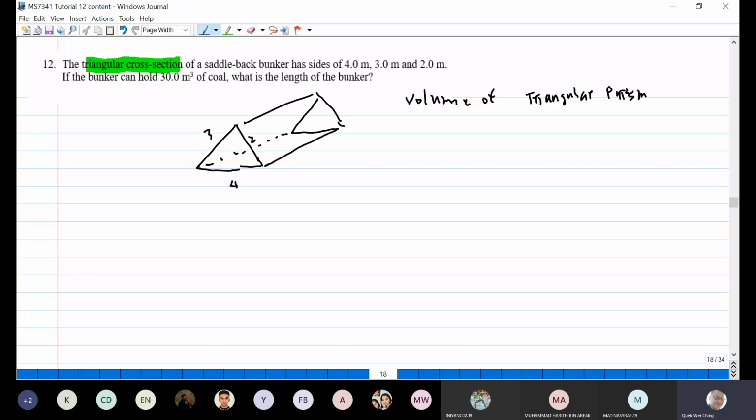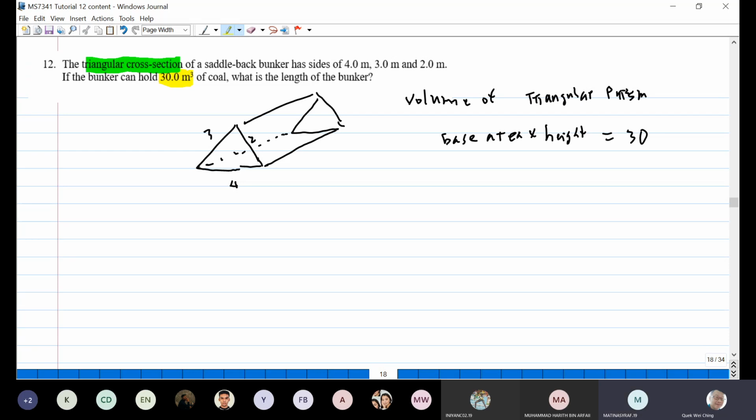Okay, the volume of a triangular prism. What is the formula for this? It's base area times height. And this happens to be 30. Okay, base area times height.